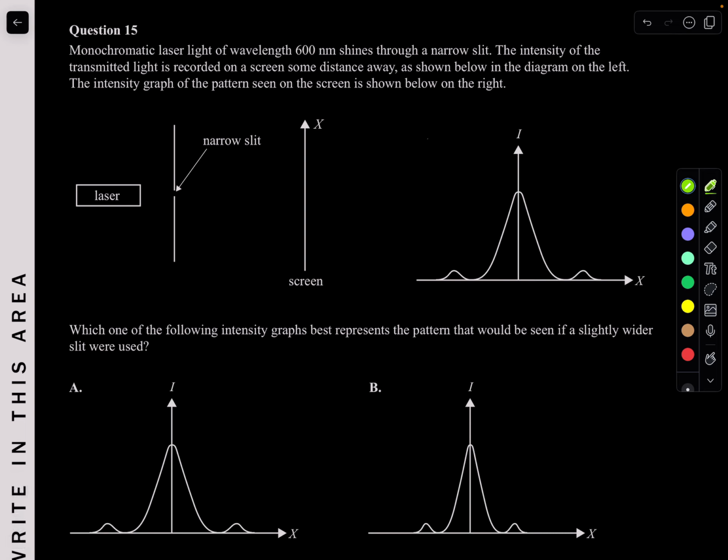Let's look at question 15. Monochromatic laser light of wavelength 600 nanometers shines through a narrow slit. The intensity of the light transmitted is recorded on a screen some distance away, as shown in the diagram on the left. The intensity graph of the pattern seen on the screen is shown on the right.